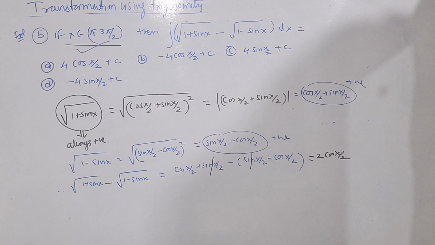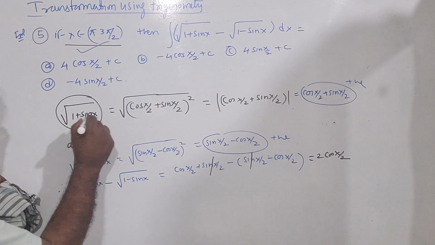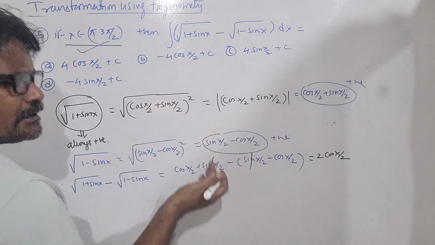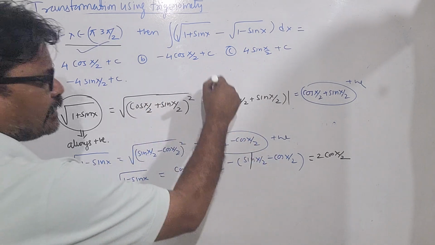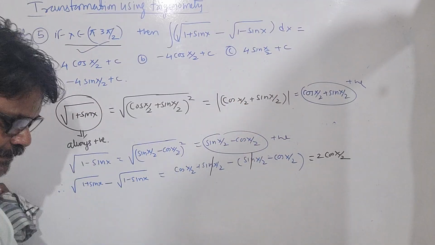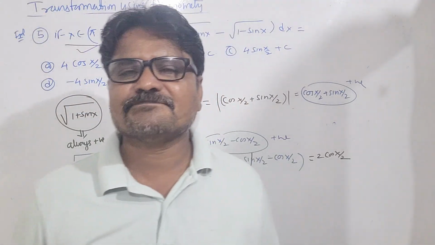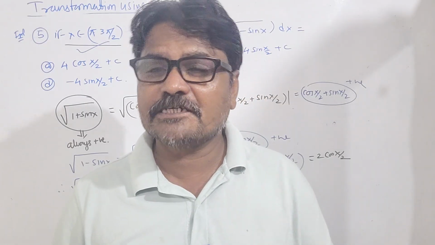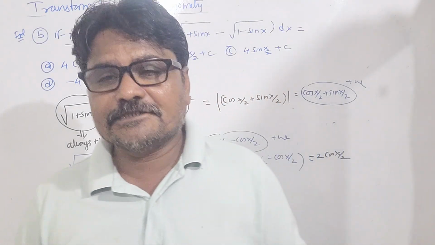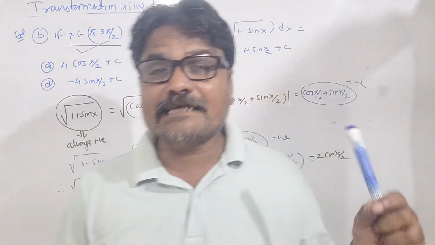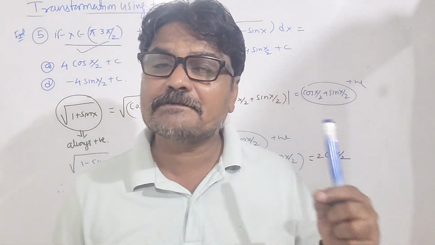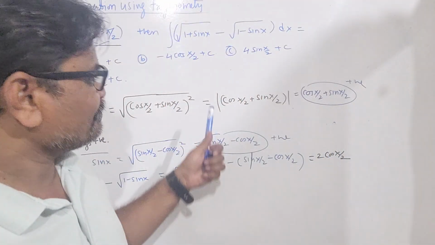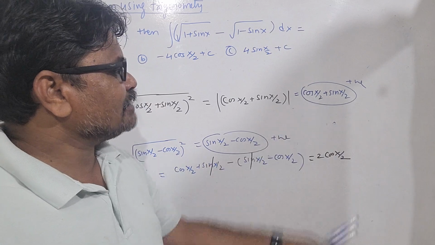Got it? Once again, square root of 1 plus sin x, I can write cos x by 2 plus sin x by 2, or sin x by 2 plus cos x by 2, doesn't matter. Square. I can write down the modulus of cos x by 2 plus sin x by 2 when it is not the question of any integration. Simply we know that the modulus always gives the positive value. Trigonometrics can be positive plus negative, but here in indefinite integrations we have to always consider only the positive value of the modulus sign. Correct enough? So therefore ignore this mod. This is cos x by 2 plus sin x by 2.